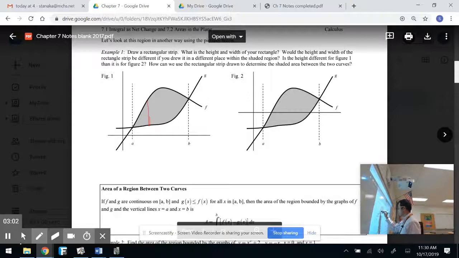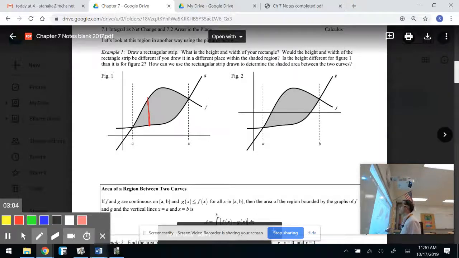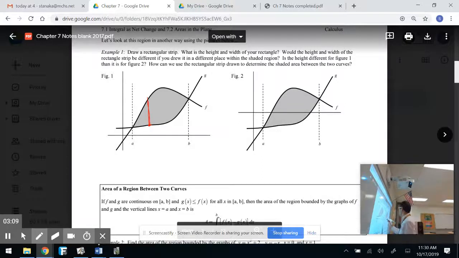There's my rectangular strip, with its length, or height, I would call that, right? And there would be my width. It doesn't matter if I draw it there and I draw it in the same place here. Is it the same exact height? It sure is. So it doesn't matter if I move this up or if I move it down. The question is, how could I possibly get the area between these two curves? Well, guess what? An infinite amount of rectangles. And isn't it going to be the same exact answer, class? It sure is. So interesting.